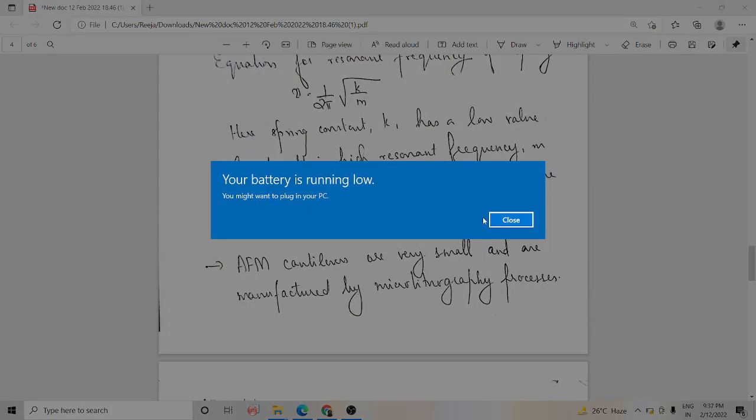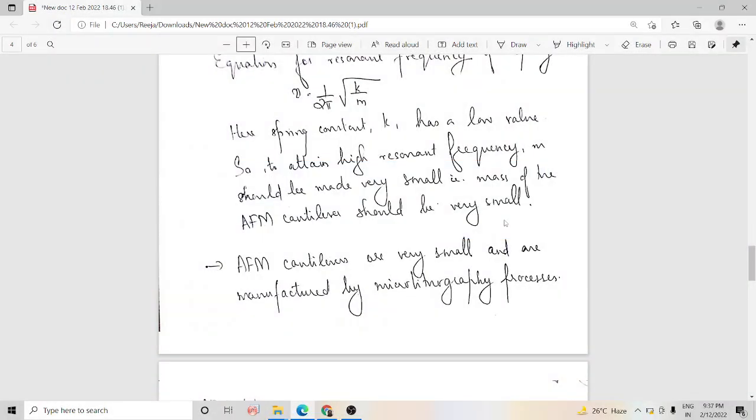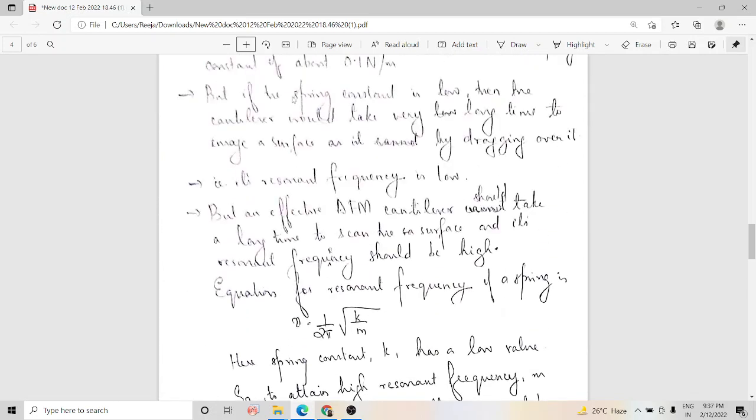Nu will be equal to 1 by 2 pi root k by m. Since k is very small, the frequency will become very small. Frequency is very small means it will take a very large time to scan over your sample. The cantilever will scan over your sample taking a very, very long time. So what should be done?